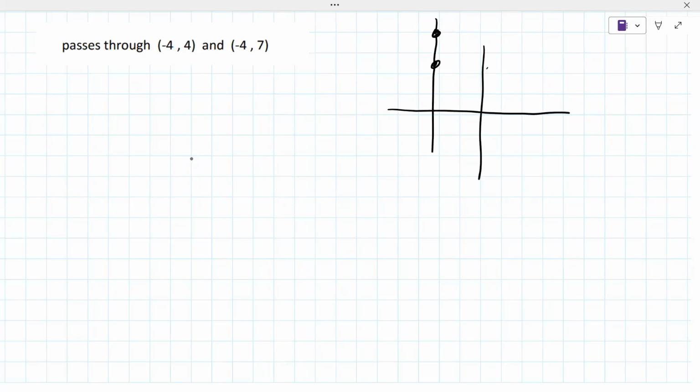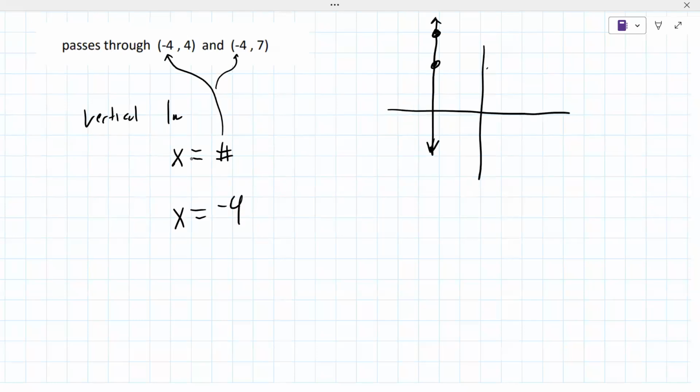What kind of a line is this? Vertical. Vertical line. So vertical lines have this equation: x equals the number. What's the number? What is the x value in both of these? The x-intercept? -4. -4. Okay, we'll come back to that in a moment.